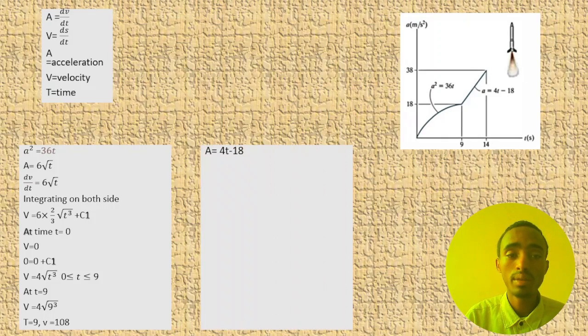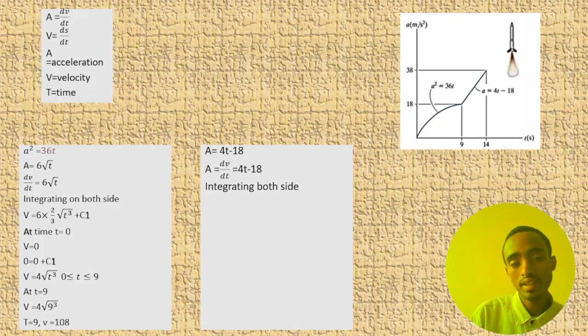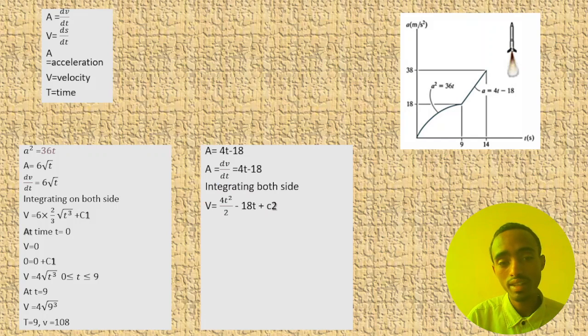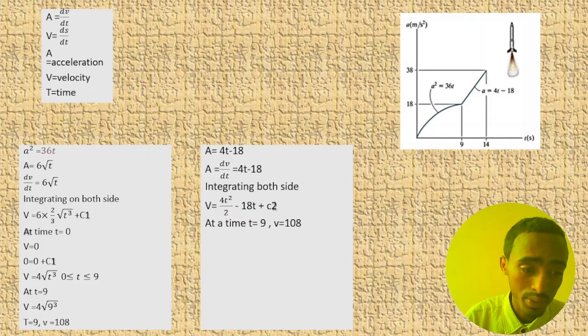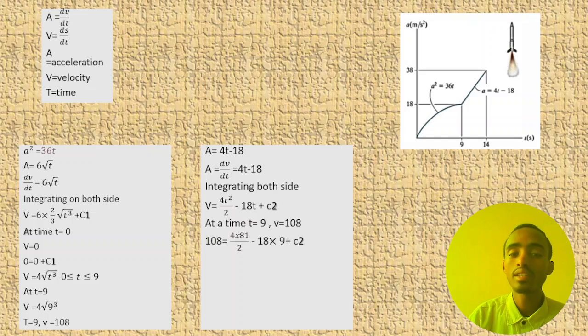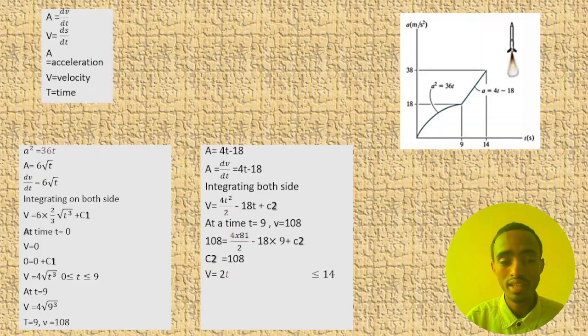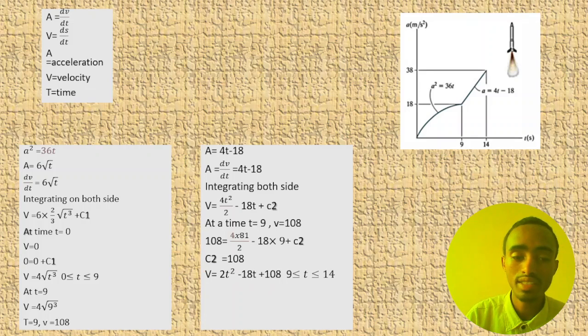Acceleration is equal to 40 minus 18t, and acceleration is the first derivative of velocity. We can substitute this and integrate both sides. After integrating both sides, we get 40t minus 18t squared over 2 plus c2, the constant. At time t = 9 we get 108, so we can substitute the value and find c2 after simplifying this problem.